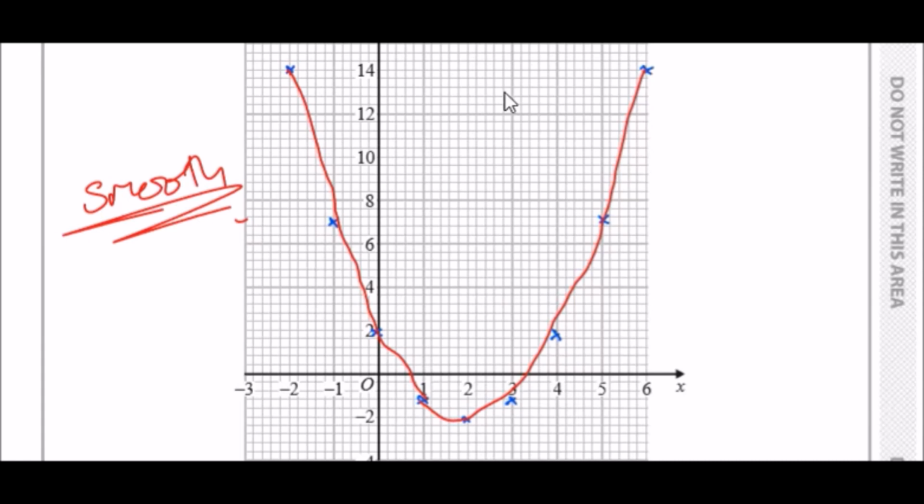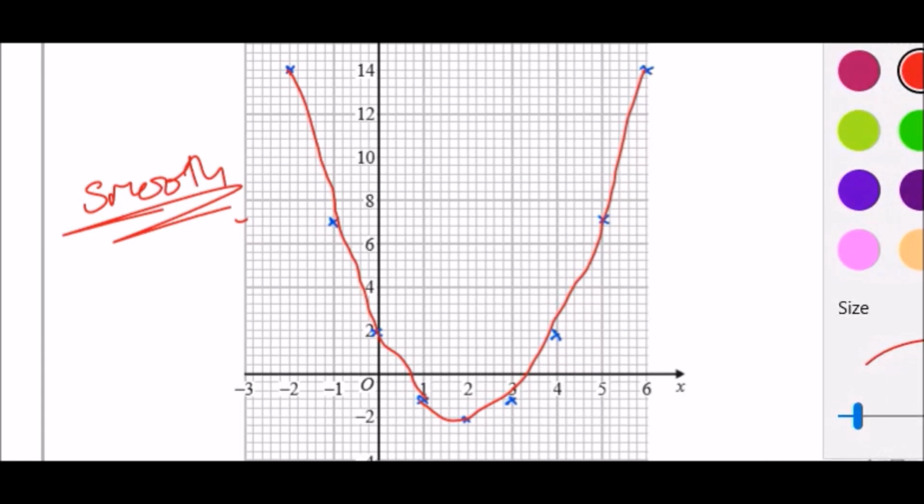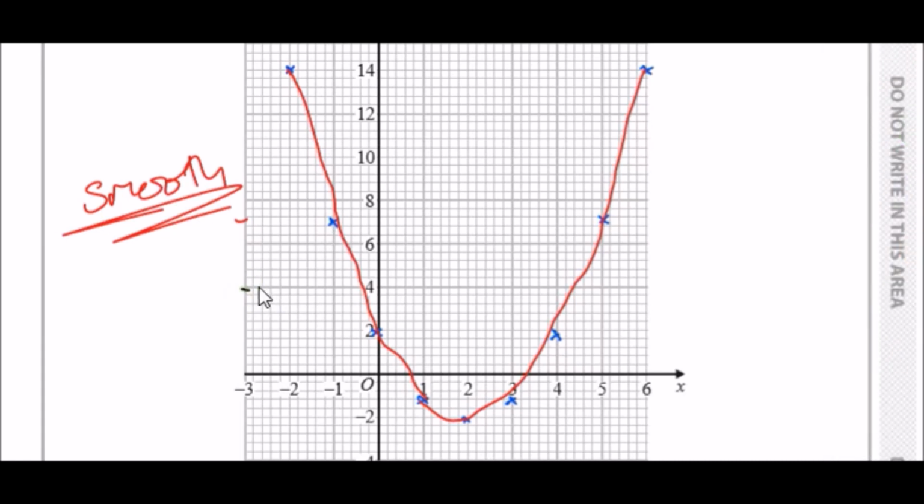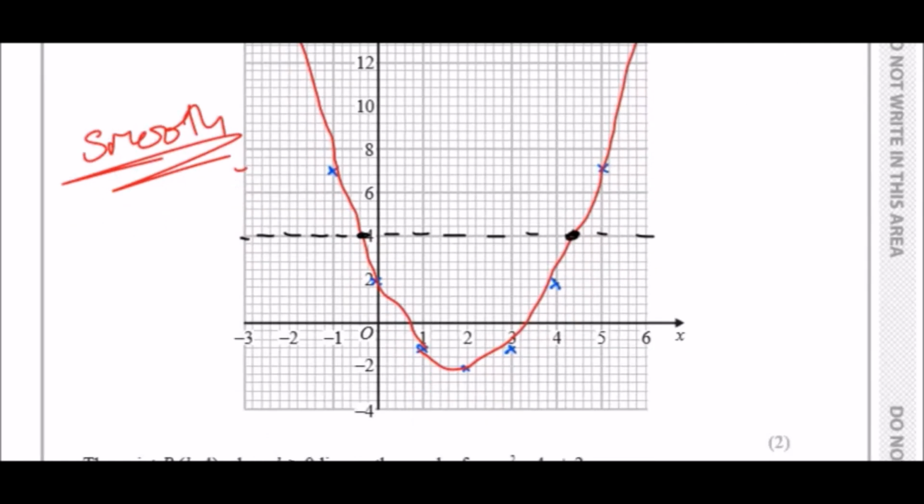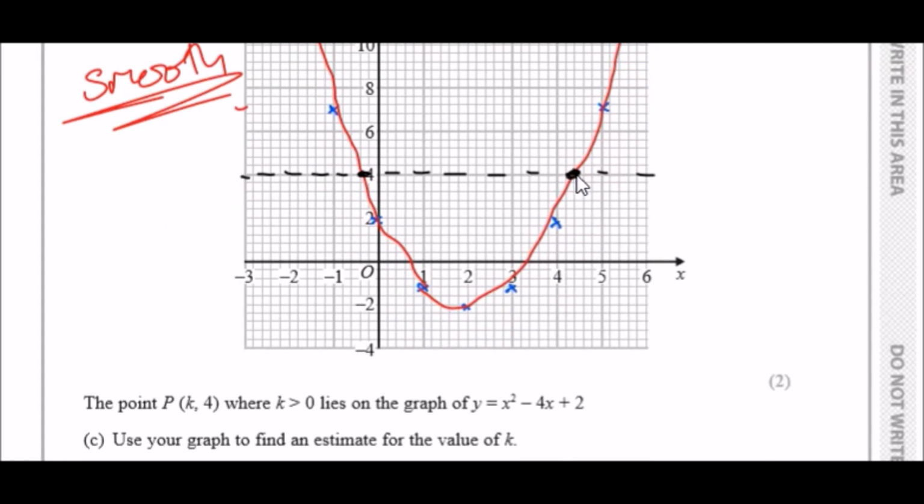So what I would do, change the color of my pen. In your case, I'll just use black. You just draw a line that cuts through y equals 4 and then see what points it hits on the curve. So it hits around here and around here. So as an estimate, what's the x value when y is 4? Well, if you just draw it downwards, it should be around here.